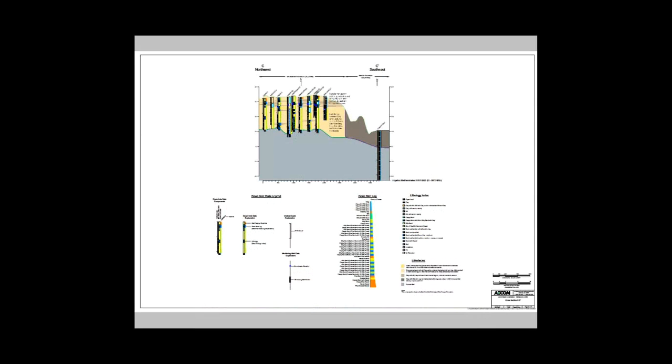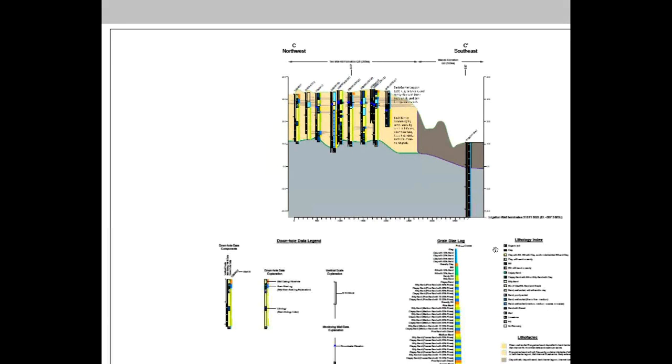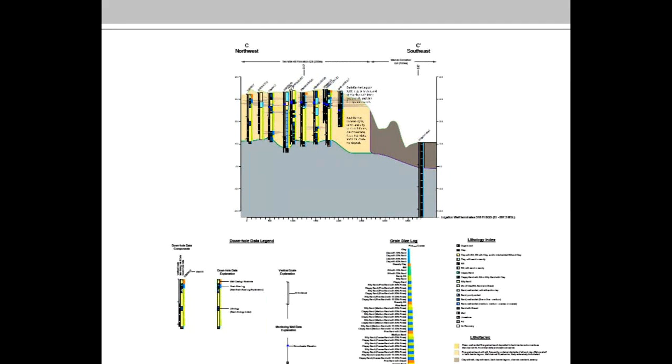And so C-C prime takes us into a back barrier deposit right here, which has been called a 10-mile formation. There's a lot of variability in the literature as to what these formations are really called.